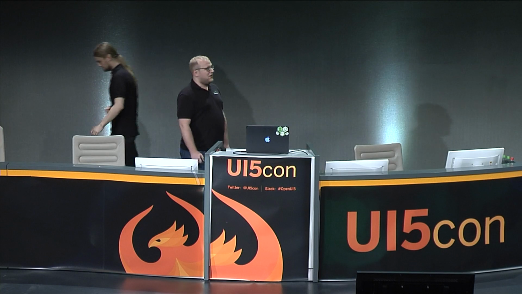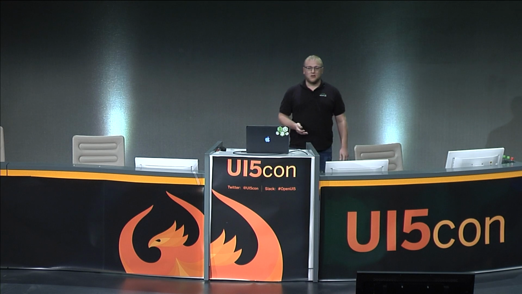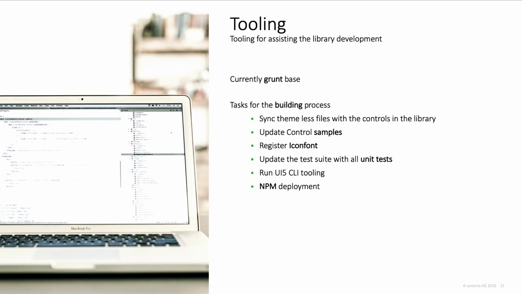So, now that we heard something about the white labeling, I want to show you something about the tooling we use to speed up the development of our controls. Our tooling is split in two parts. The first one is the tooling we use while building the library. This is currently Grunt-based, but is shifting over to the new UI5 CLI part by part. Currently, we haven't done it for everything.